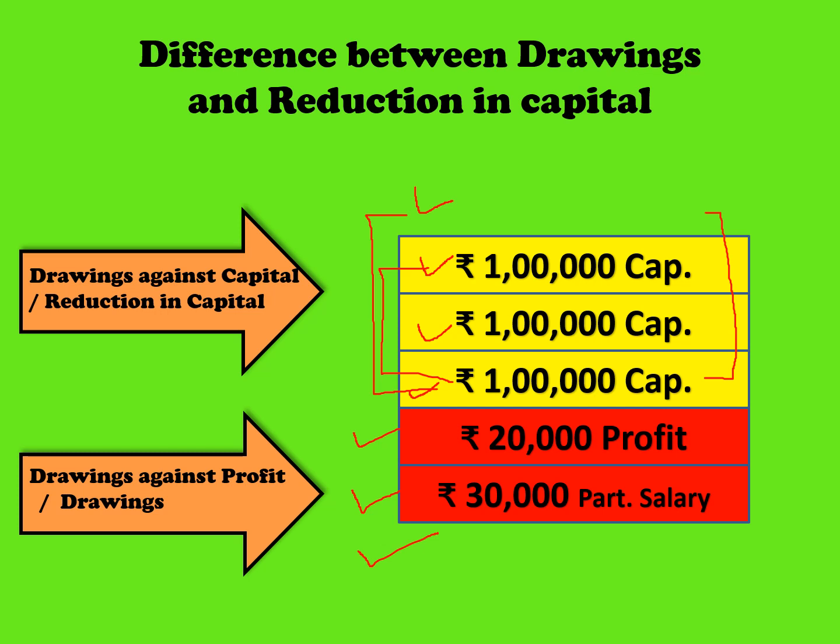To say the same thing again: if we withdraw something from the yellow portion, it is drawings against capital, or reduction in capital. If we withdraw anything from the red portion, then it is called drawings, or drawings against profit. What is the use of this difference? Drawings against capital is considered for the calculation of interest on capital, and drawings against profit is considered for the calculation of interest on drawings.